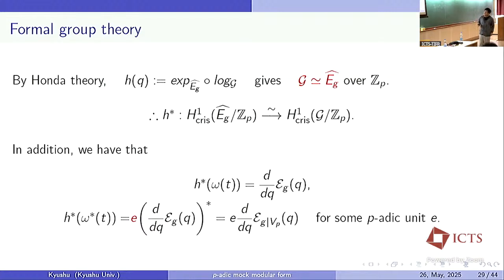And in addition, by straightforward calculations, we have that h asterisk omega t is equal to the invariant differential form of Pascal Z, and h asterisk omega star t is equal to E times ddq epsilon zvbq for some p-adic unit E. This is because h asterisk gives the isomorphism over Zp.